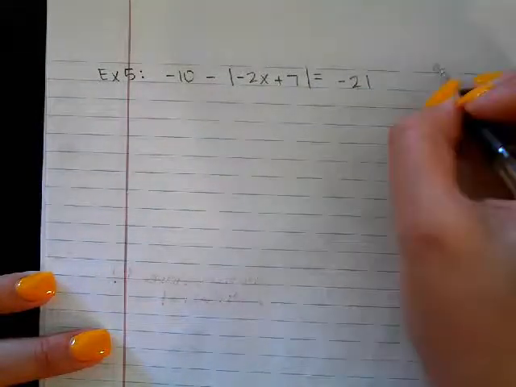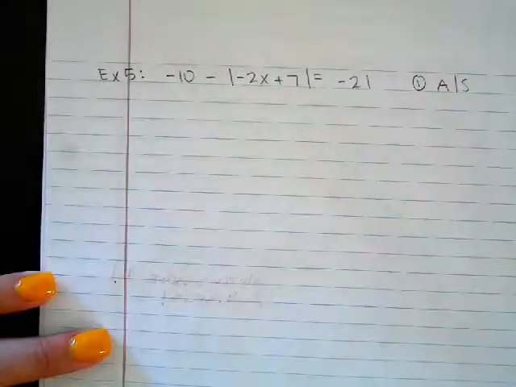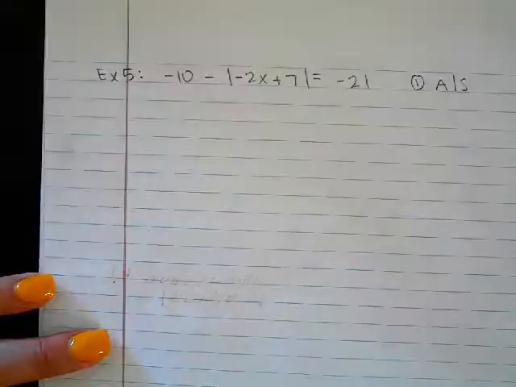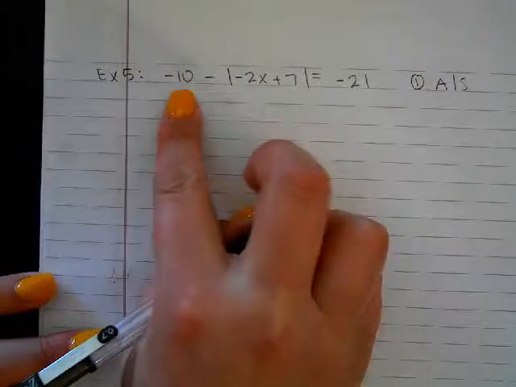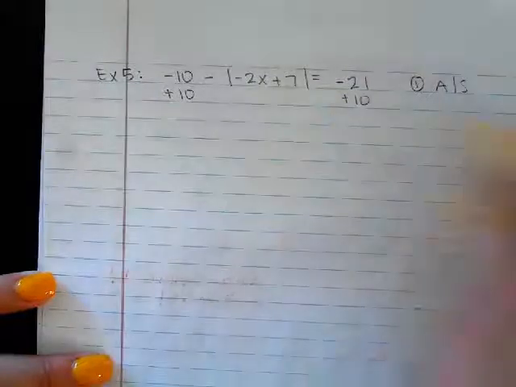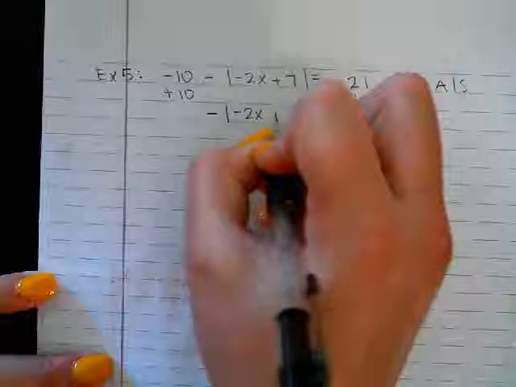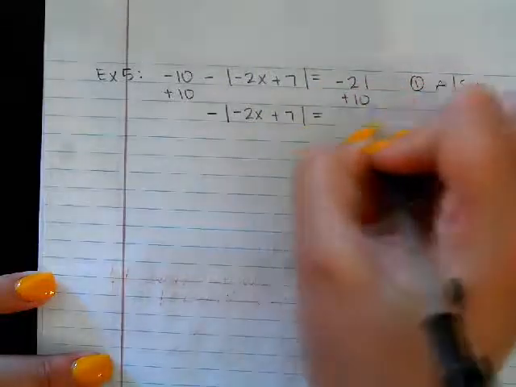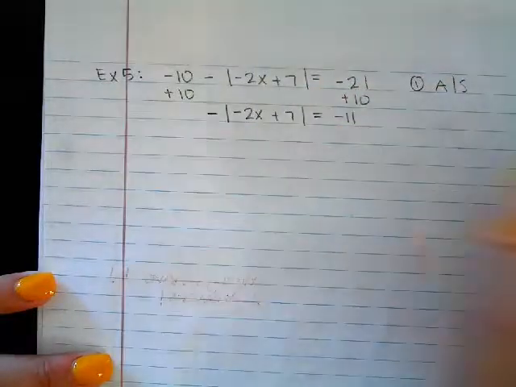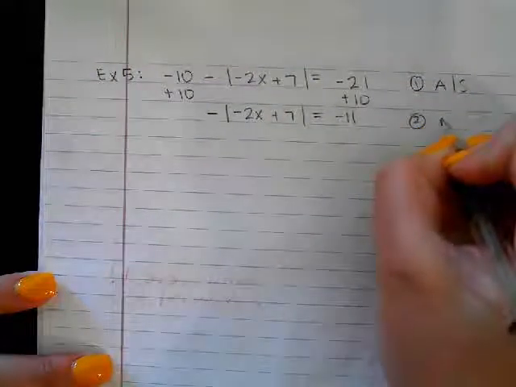First, is there anything that you could add or subtract over to the other side to start getting the variable by itself? Yes, there is a negative 10 just hanging out right here. We can go ahead and add that to the other side. So now we've got the negative version of the absolute value equals negative 11.